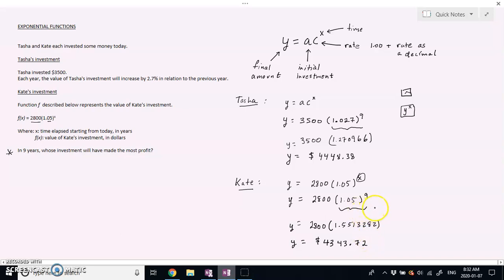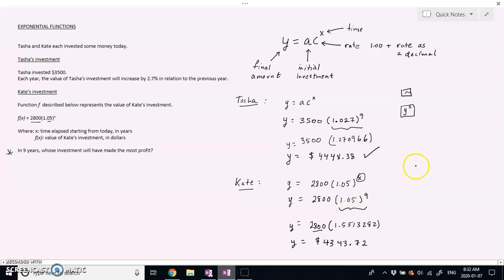So the question overall says, in 9 years, whose investment will have made the most profit? And you can see from this question, it's pretty close, but you can see that Tasha actually made the most profit in 9 years with that investment. There was a higher principal value, the initial investment. The rate was lower, but I think that original principal investment offset it just a little bit. But you can see that Kate made a lot of gains, even though that 2,800 was there to start because of the higher interest rate.